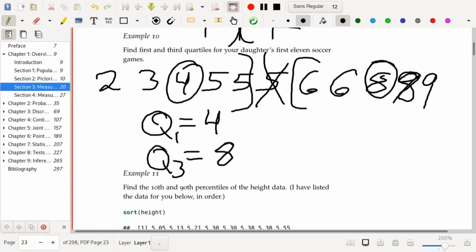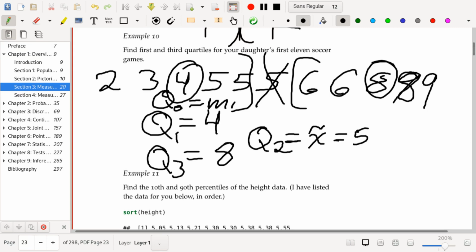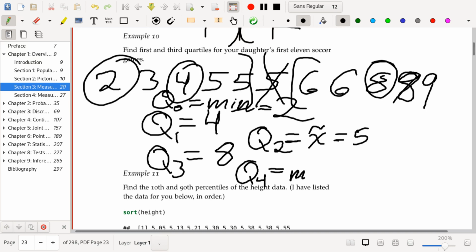And if we wanted to, we can fill out the 5-number summary, saying the second quartile, which is the median, that number is going to be 5. The 0th quartile, which is the minimum, well, that's going to be 2. 2 is the smallest number. And the 4th quartile, which is the maximum, well, the largest number in the data set is 9, so that will be 9. Okay?